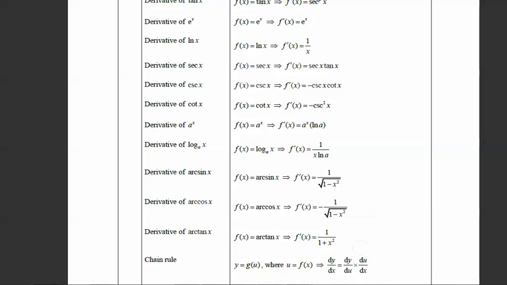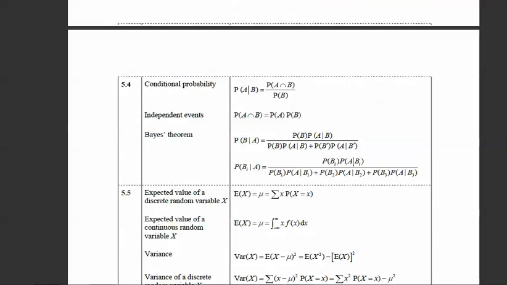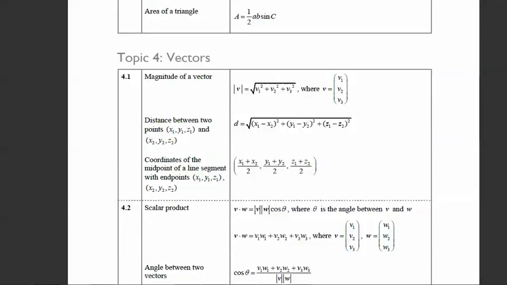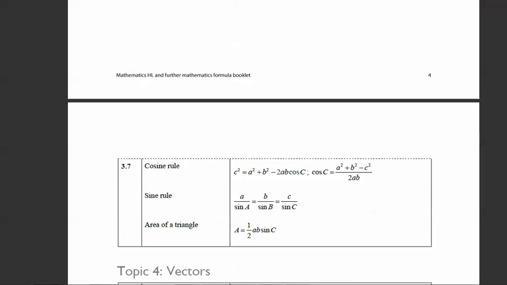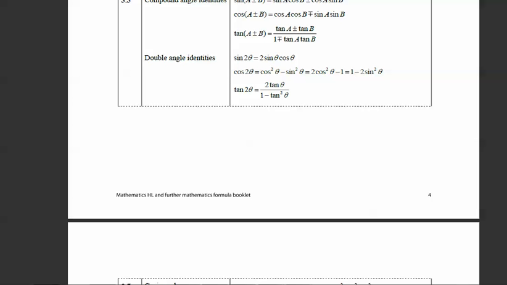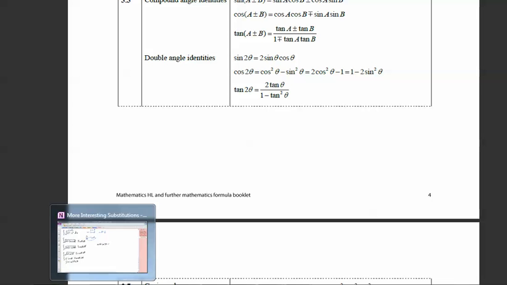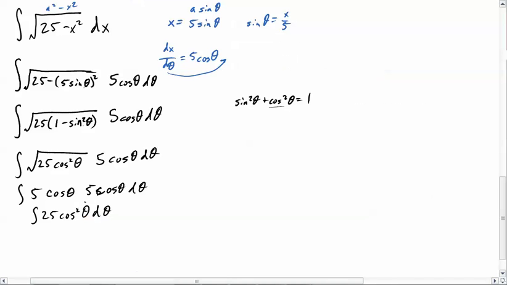So we go into the formula booklet. I'm just showing you this so that you remember. You should be able to do this probably without the double angle formula thing now. But cosine of 2 theta is equal to 2 cosine squared of theta minus 1. So we go straight into that, and we go cosine of 2 theta.